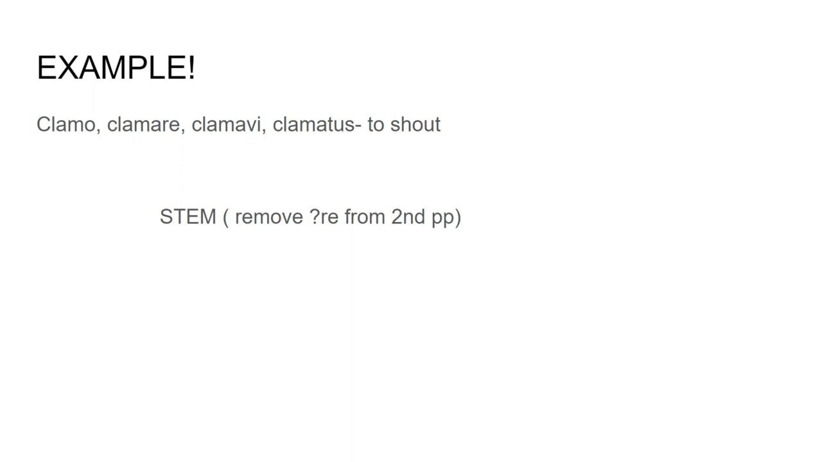I've picked the word here, clamo, clamare, clamavi, clamatus. It means to shout. This is a first conjugation verb. I know this because the second principal part, clamare, ends in are. To get the stem for this word, I will go to that are form and I will remove the last 3 letters, here symbolized with question mark re, because they could be different, right? So to get my stem, I'm going to take off those last 3 letters.